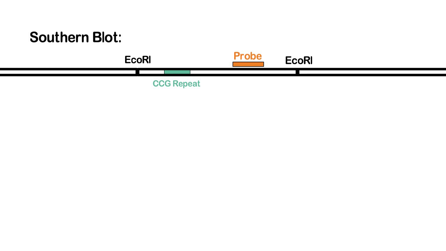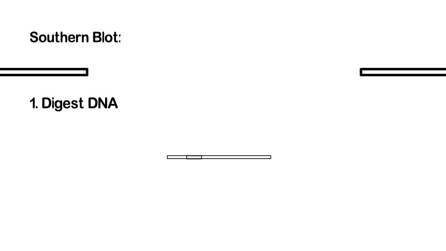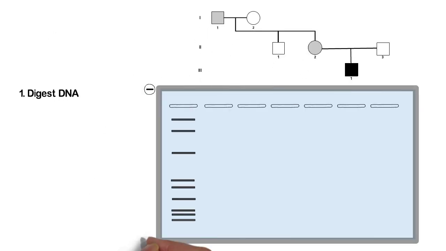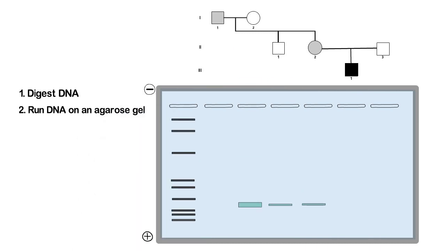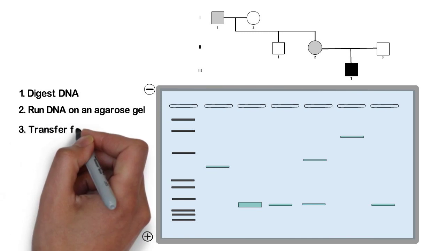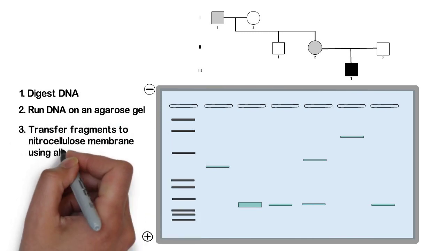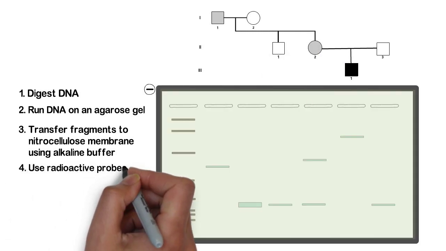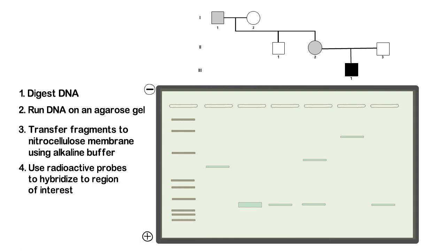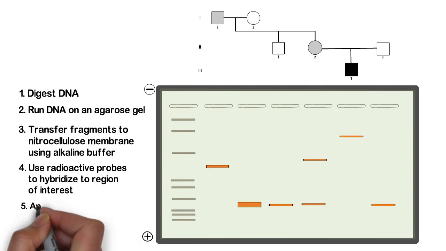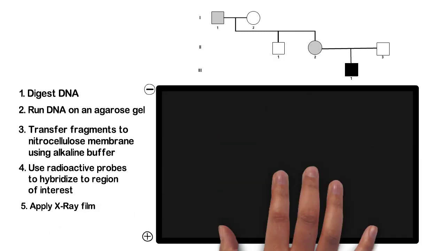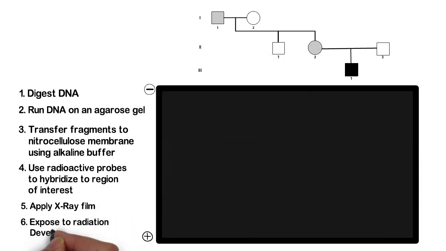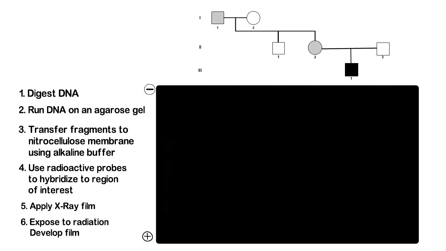To run a Southern blot, the DNA first needs to be digested using restriction enzymes. The DNA is then run on an agarose gel to separate according to length. Fragments are then transferred to a nitrocellulose membrane using an alkaline buffer, and then washed with radioactive probes which hybridize to the region of interest. An X-ray film is then applied and exposed to radiation. The final step is to develop the film.